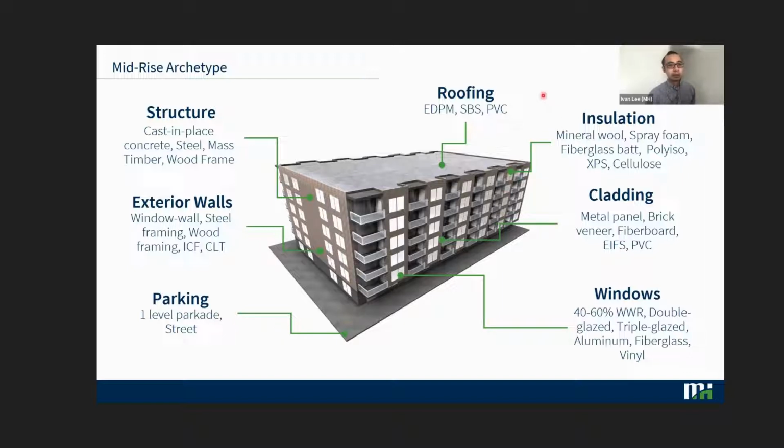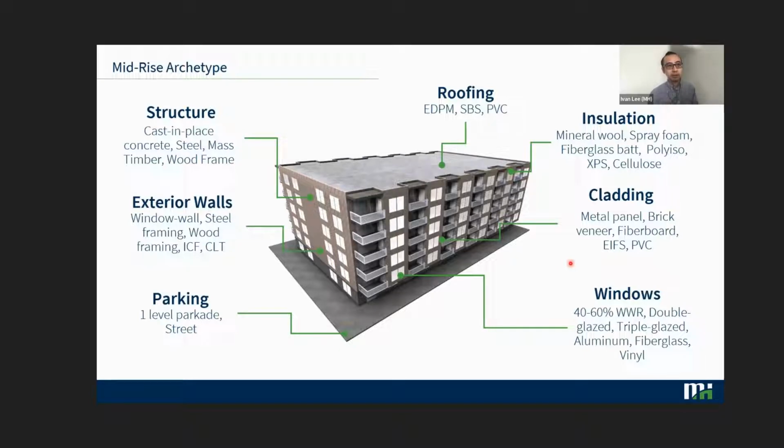For roofing, it's about the same, another flat roof type of construction. Insulation is mostly the same as well, but we've also introduced fiberglass batt as well as cellulose insulation. Those work really well with the wood framing that we typically see. And for cladding, mostly the same materials, but we also included fiberboard and eaves, as well as PVC.